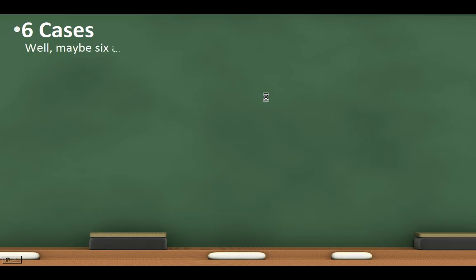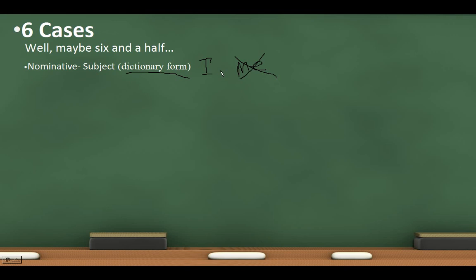Alright, so in Russian there are 6 cases. Well, maybe there's 6.5, but we'll get into that half when we get into the accusative case. But there's the nominative, and that's the subject of the sentence, and that's the dictionary form. If you look up any noun in the dictionary, what you're going to find is the noun is in the nominative case. And the nominative case is the form of the noun that you would use if it were the subject of the sentence. For example, you would say I instead of me as the subject of the sentence in English. For example, you might say, I like gummy bears, whereas me likes gummy bears doesn't make any sense.